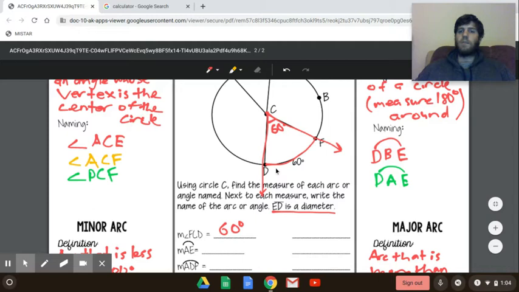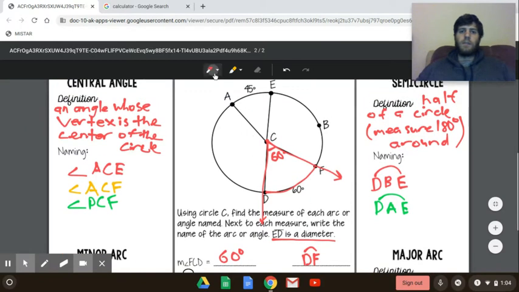So the arc that's associated with that angle FCD is going to be DF. So here's arc DF. Its associated central angle is angle FCD. So the measure of arc FD is 60 degrees. The measure of central angle FCD is 60 degrees. They are the same.